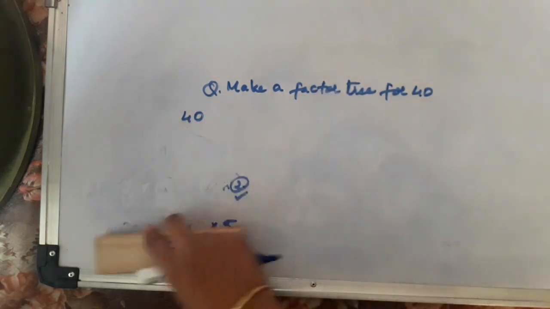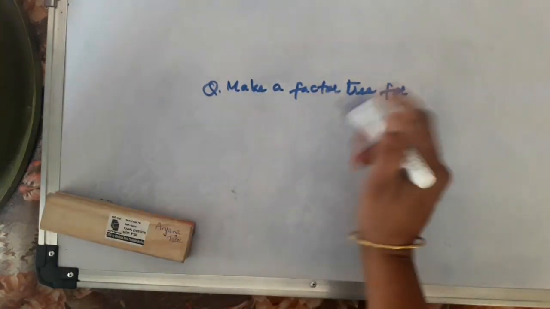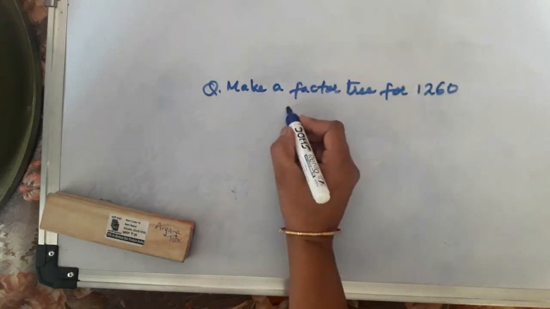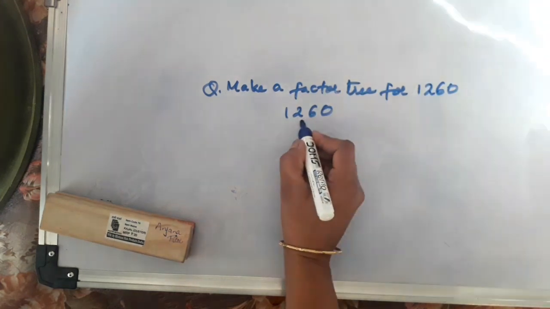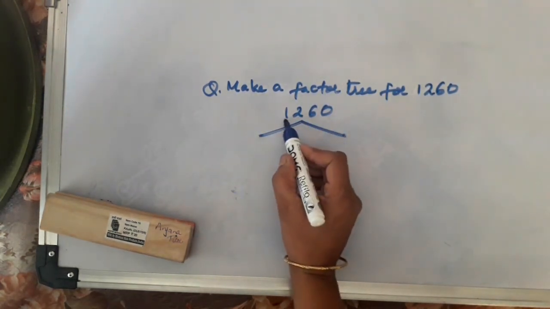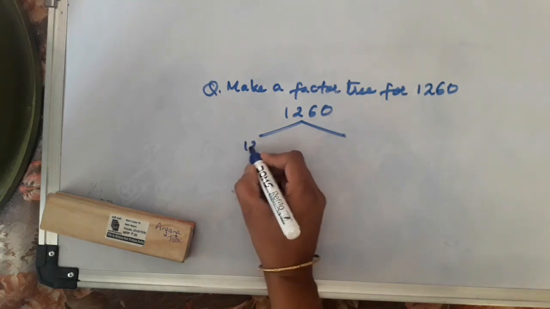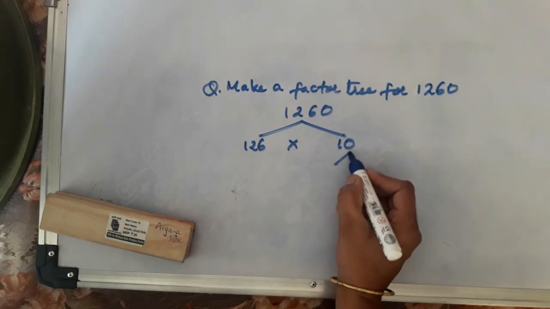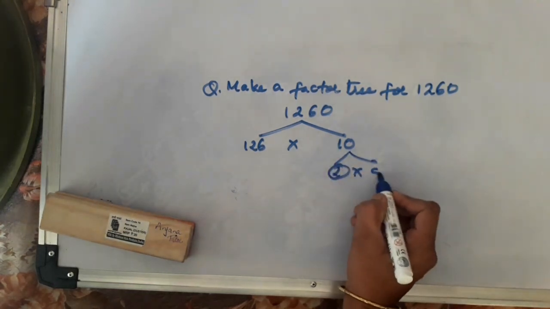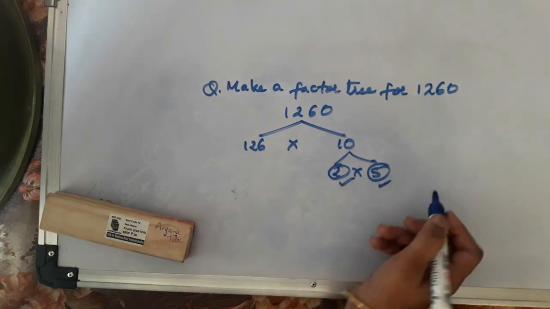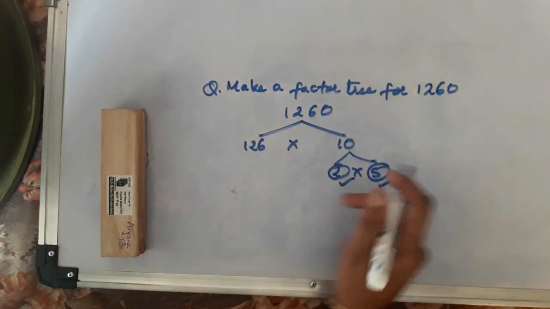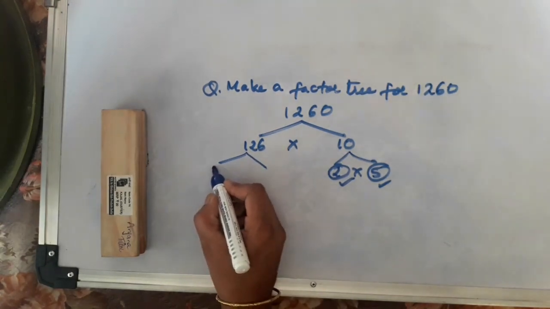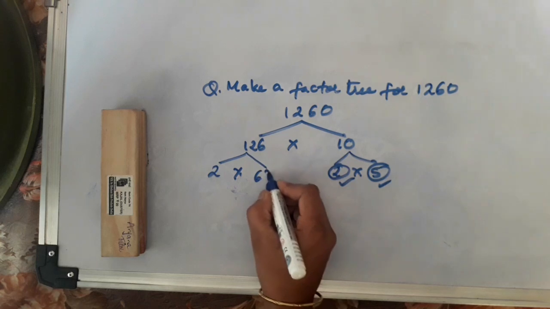Let's go with one more example. Say make a factor tree for 1260. I can start as 126 into 10, the easiest way. And 10 I can write as 2 fives are 10, both are prime numbers, so I stop here. And 126 is an even number, so here I can have it as 2 into 63.